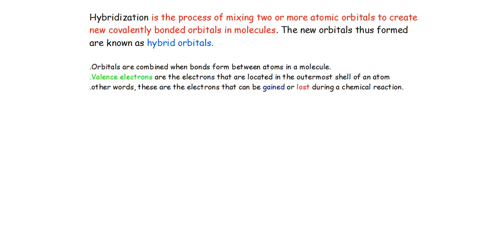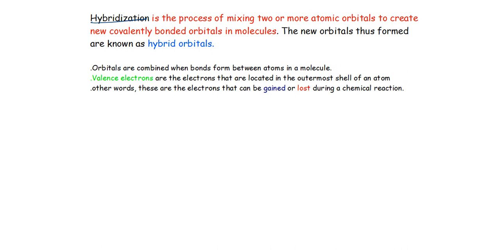All right, so when you talk about hybridization, we mean it is the process by which we mix two or more atomic orbitals to create new covalent bonded orbitals in a molecule. So what we are trying to say is we can mix two or more orbitals. Let's say I'll mix these two s orbitals to form, actually, a new orbital.